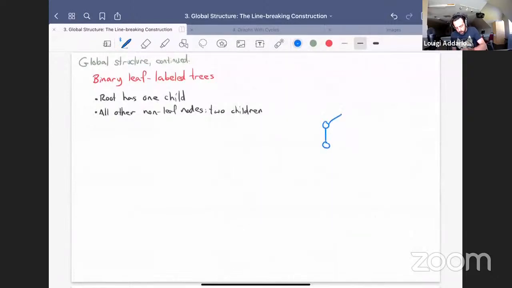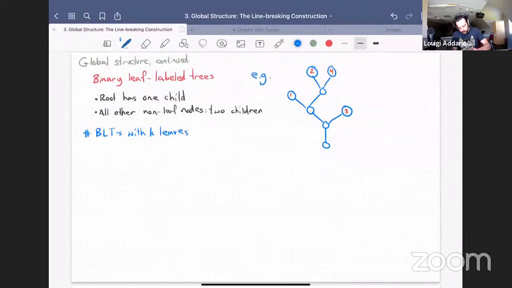So, for example, we could have a tree like this. One, two, four, whoops, three. This would be an example of a binary leaf labeled tree. And we said that the number of binary leaf labeled trees with k leaves is (2k minus 2) factorial over (k minus 1) factorial times 2 to the k minus 1.